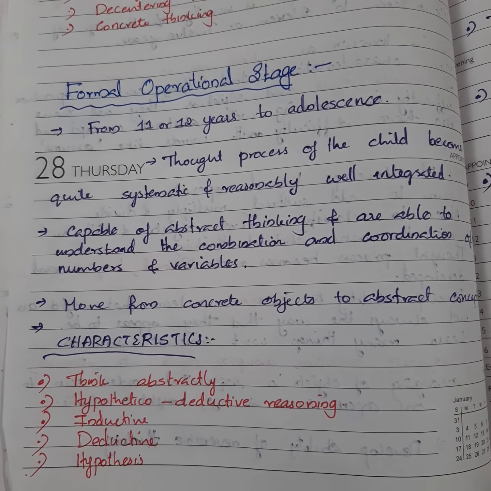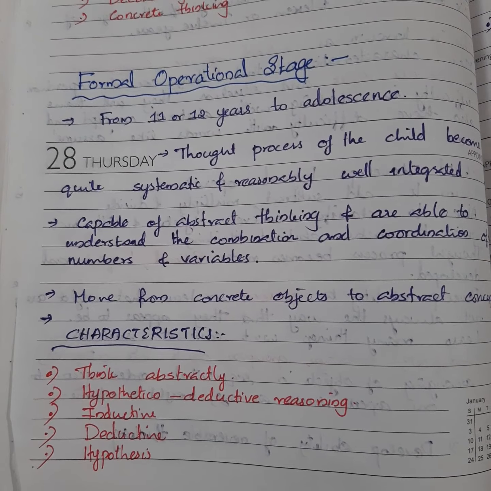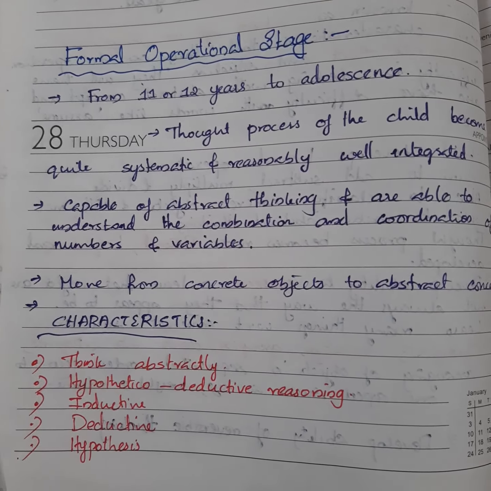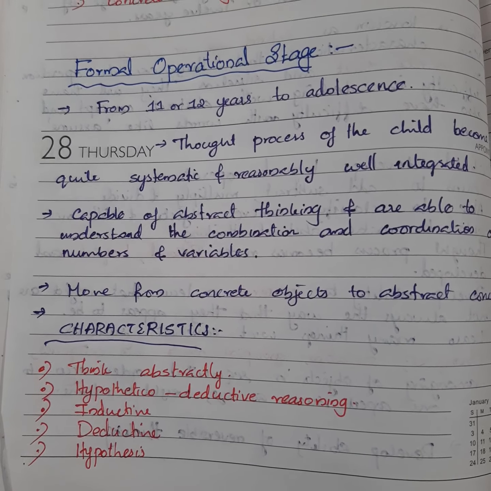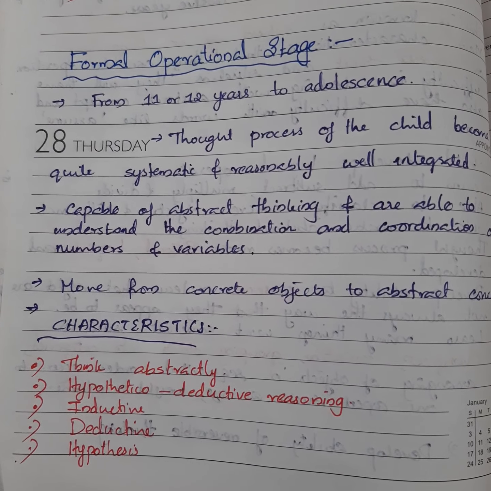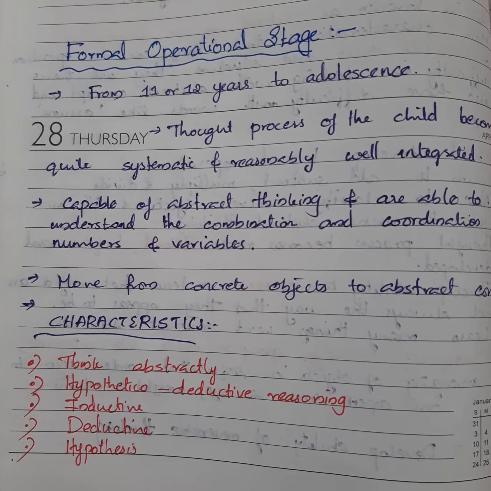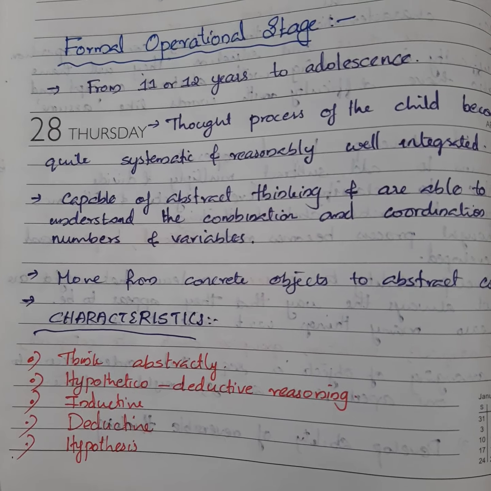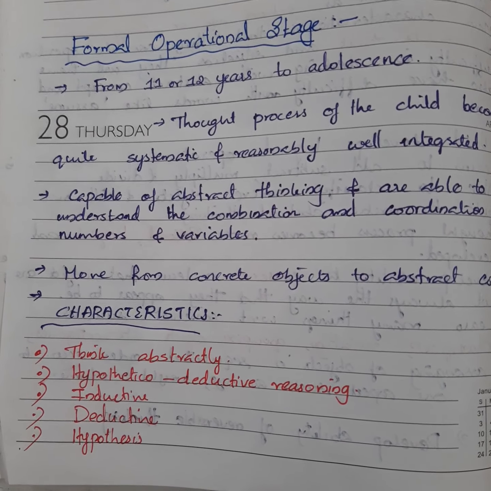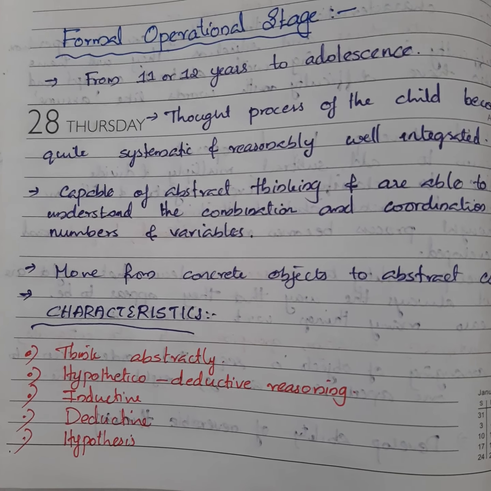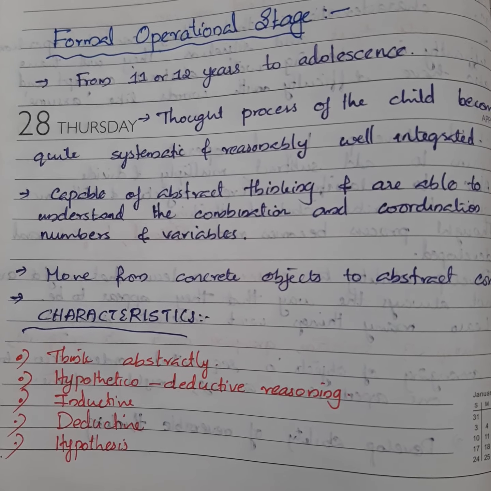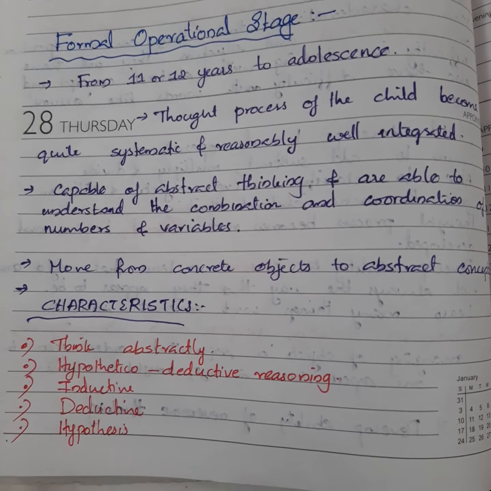Now let's move on to the educational implications of the formal operational stage. In this stage, children involve hypothetical reasoning in their thinking process. Abstract problems can be given to the learners. Next one is imagination based tasks should be provided to learners, and students should be encouraged to use their imagination to solve the problems.